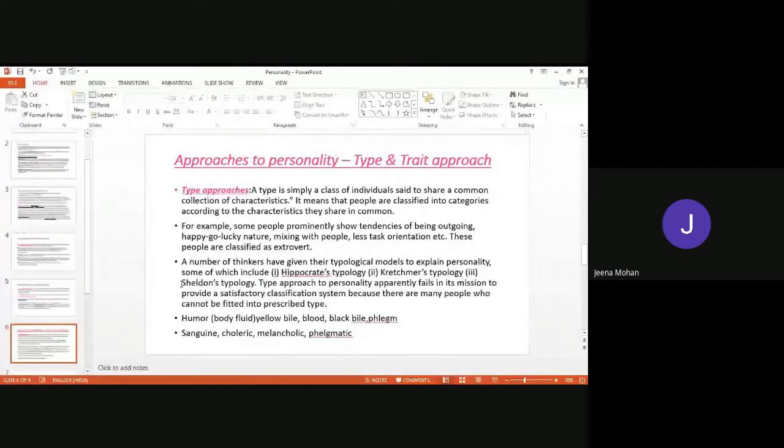So when we talk about the body build, first it is Sheldon's classification of personality. When we talk about the approaches to personality, this point comes up again when you study that, but it is better you study it now. Here, have you seen the name Sheldon? Yes. That is called Sheldon's typology, or we can say Sheldon's classification of personality.